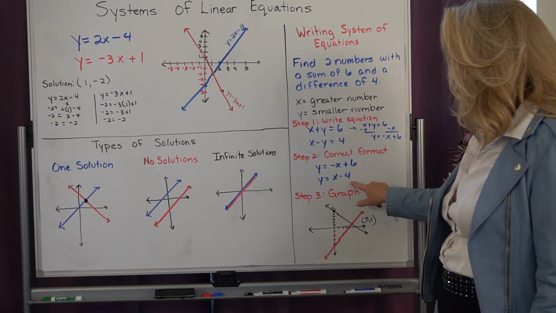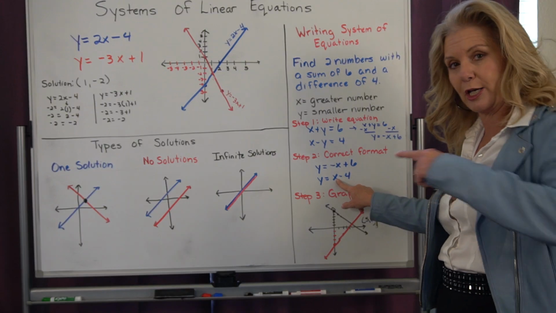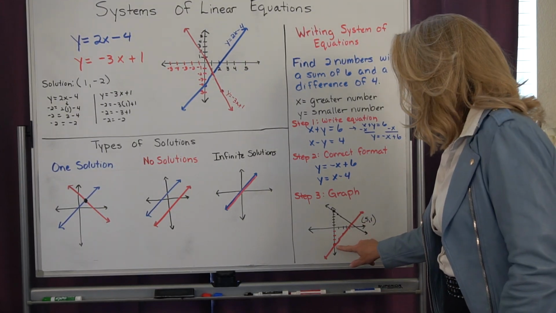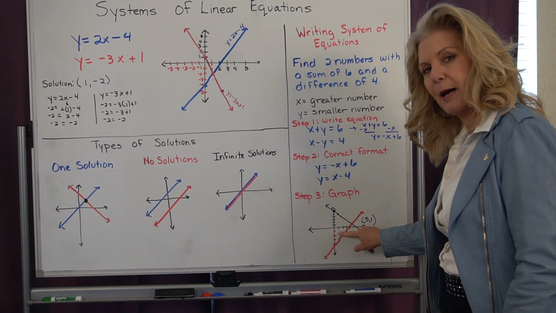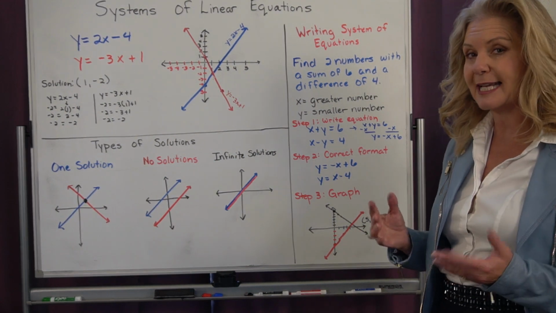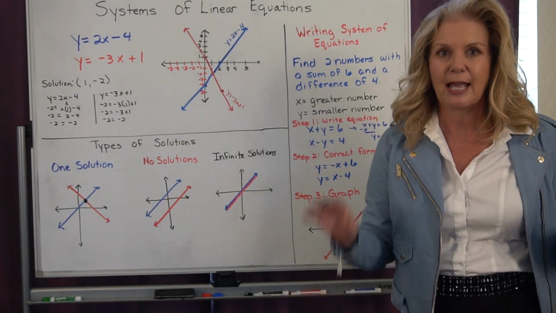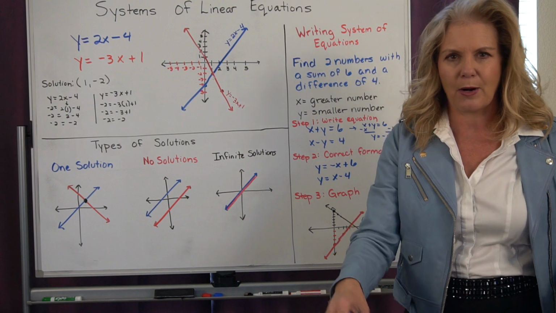Now I go negative 4 as my y-intercept. I'm going to go up 1 over 1. So up 1 over 1, put a dot. Up 1 over 1, put a dot. Connect it. When I go to connect it, I'm looking for where they cross, because wherever they cross, I know that's my x and my y value.